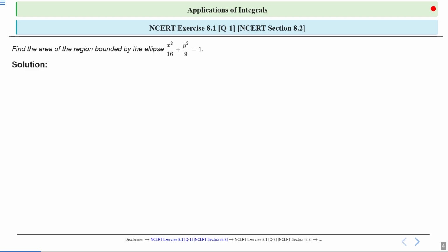So it is of the form x square by a square plus y square by b square is equal to 1, where a is greater than b. So the major axis is along the x axis and the vertices are plus minus a comma 0 and 0 comma plus minus b. So we need to find the area of the region bounded by this ellipse.